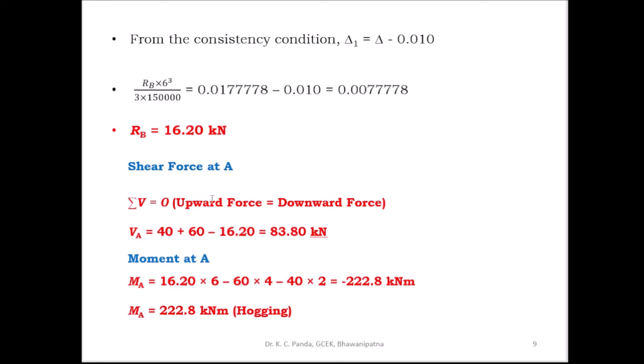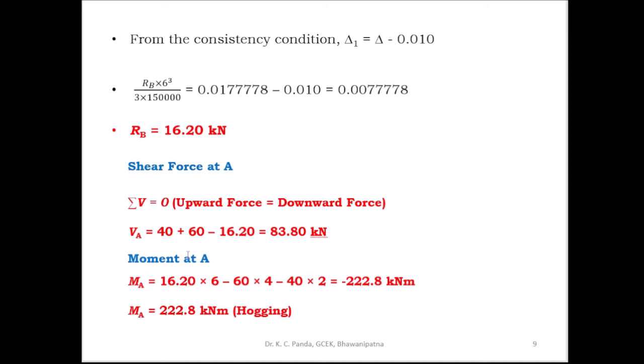So this is the shear force at A. The summation of vertical forces is equal to 0, upward force is equal to downward force. The vertical reaction at A is equal to 40 plus 60 downward force minus the upward reaction 16.20, which is equal to 83.80 kilonewton. So this is the vertical reaction at A.